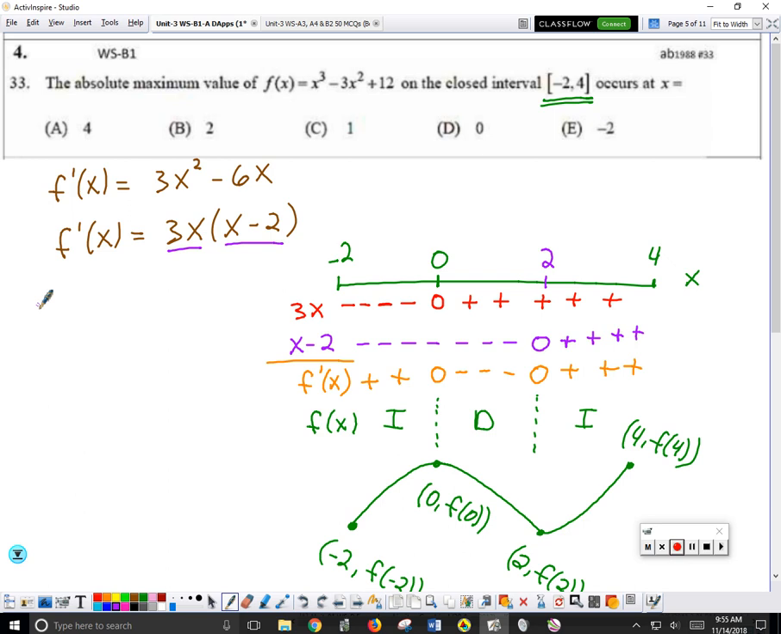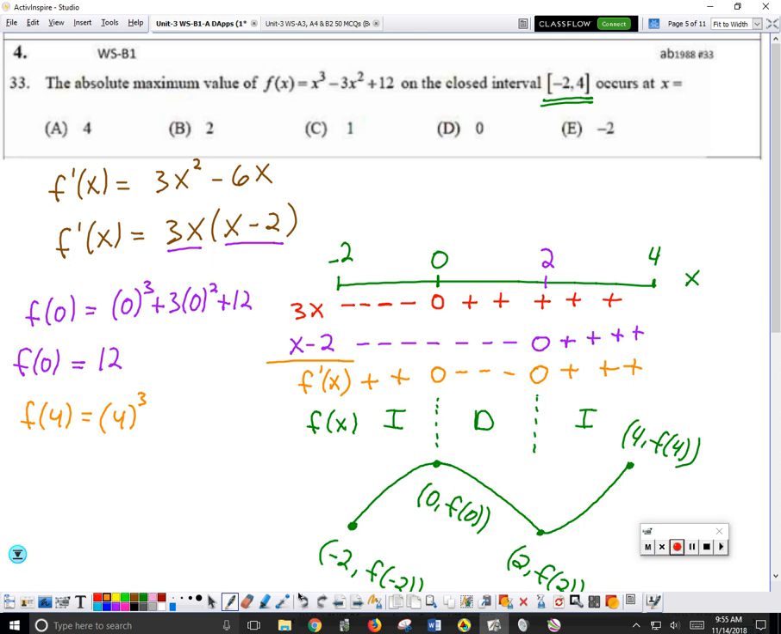So we go f of 0 is, let's see, 0 cubed plus 3 times 0 squared plus 12. So that's equal to 12. And we check f of 4. Let's see, 4 cubed minus.